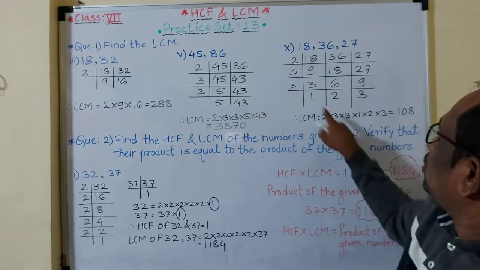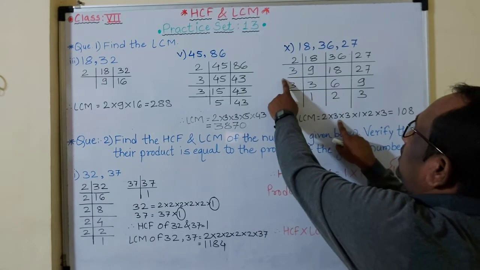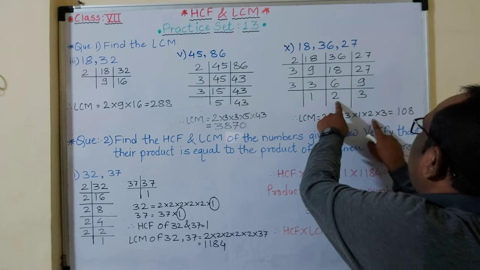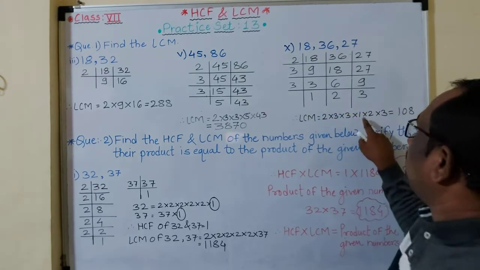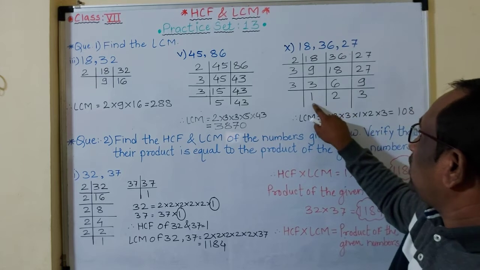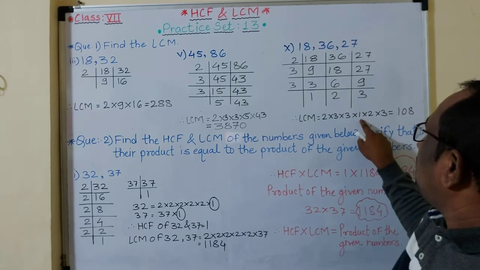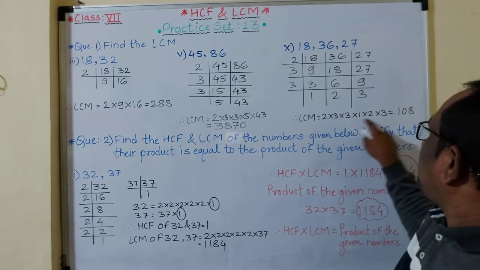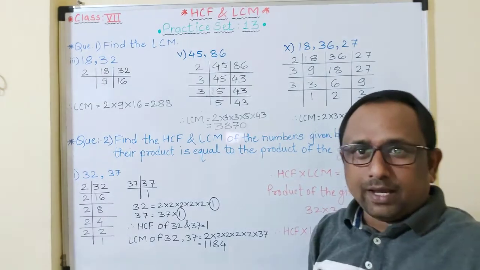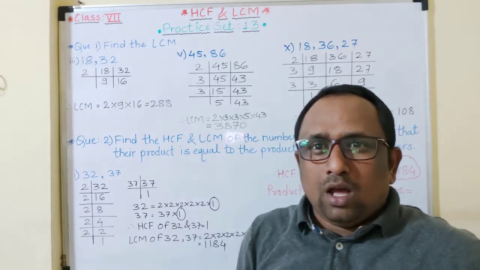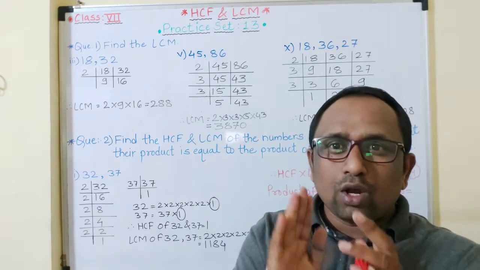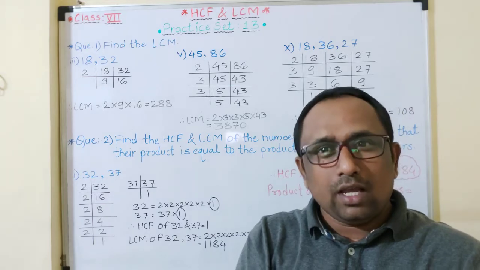Okay. So 2 multiplied by 3, multiplied by 3, multiplied by 1, multiplied by 2, multiplied by 3. Actually 1 is not needed, but here I mention it so that you know this also. So if we multiply all these, then we will get the LCM 108. Okay students, these 3 examples I explained to you. According to this you have to make the factors and find the LCM.